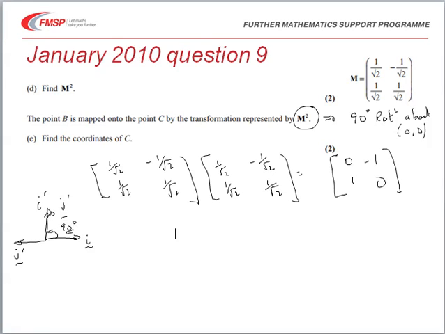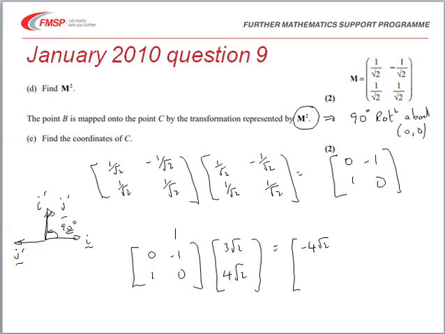Finally then, we're asked to find the coordinates of C, where this matrix M squared takes B, which was 3 root 2 and 4 root 2. So if we simply multiply that out, we get negative 4 root 2 and 3 root 2. So we're asked for the coordinates of C, so we ought to quote it as coordinates negative 4 root 2 and 3 root 2.